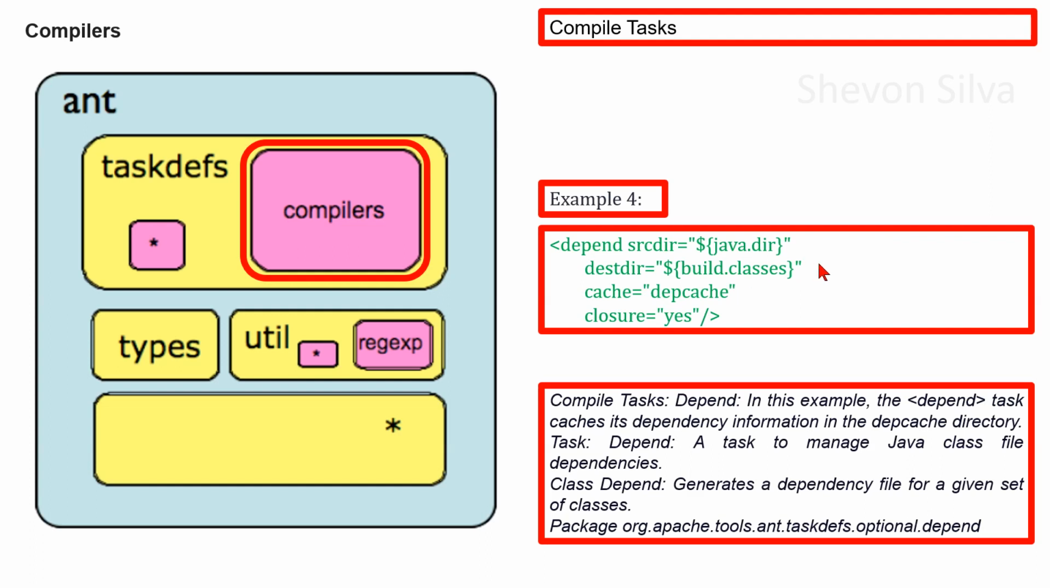Classes are considered out of date with respect to the source in the ${java.dir} directory, using the same mechanism as the Javac tasks. In this example, the depend task caches its dependency information in the dep cache directory.